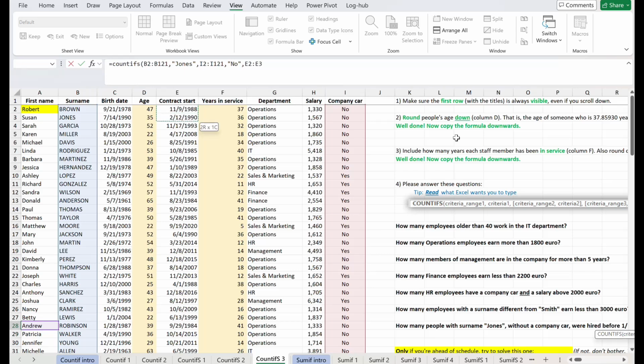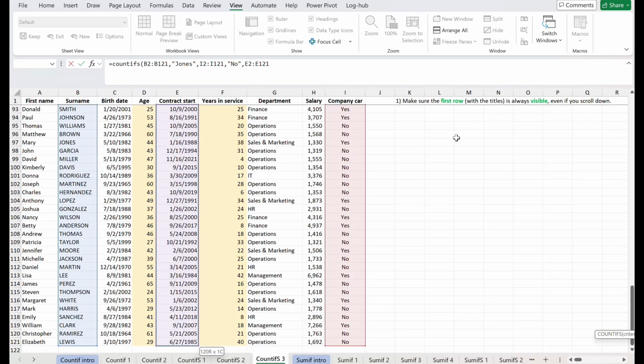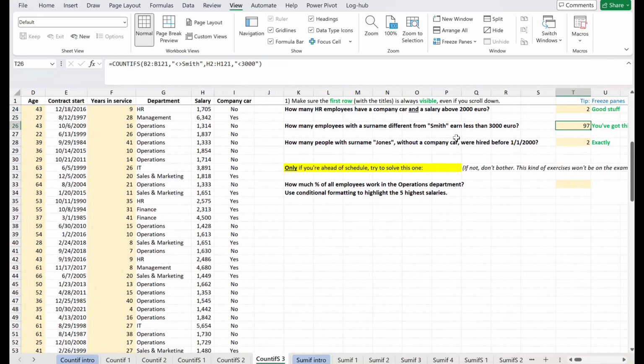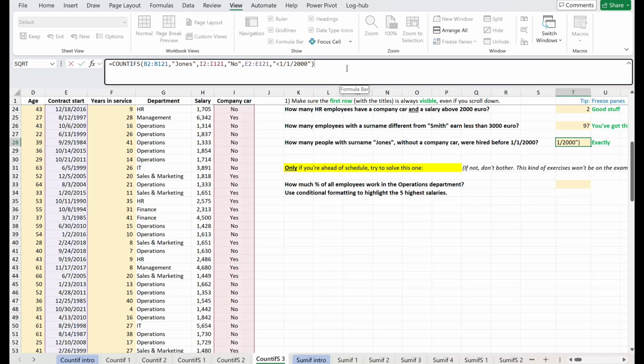2000. Okay. The 1st of January, was it 2020? I think it was. Let's have a look. Oh no, it was 2000. Yeah, same result. Okay, this is the solution. You see the range, the criteria, the second range, second criteria, third range, third criteria.